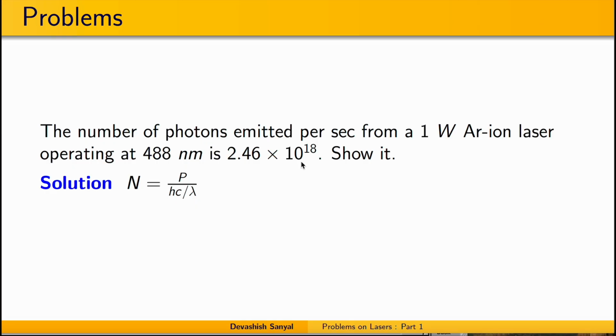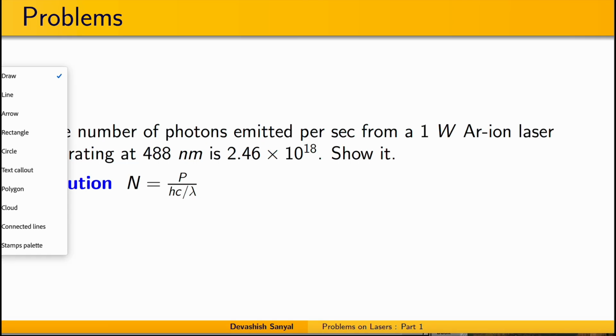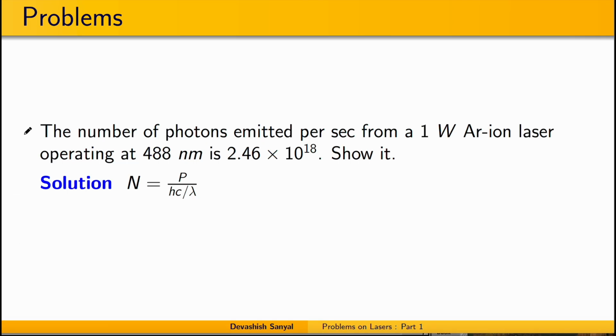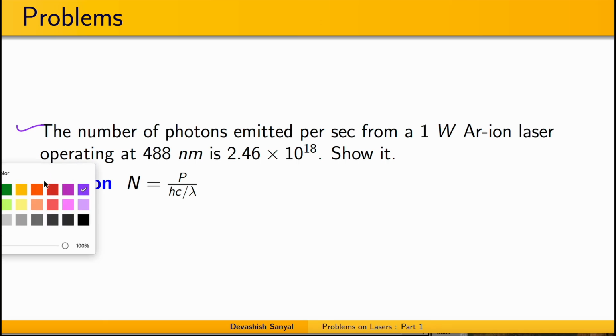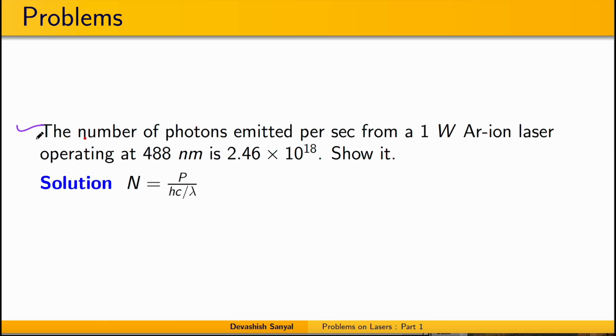So this is the first problem. I have not written the problem here. Let's change the color. Okay.